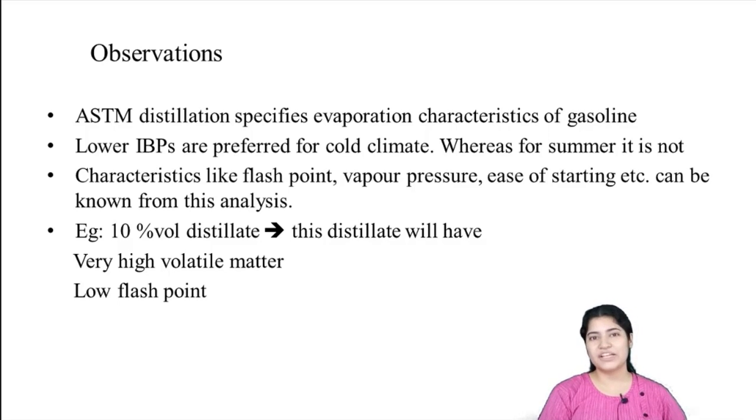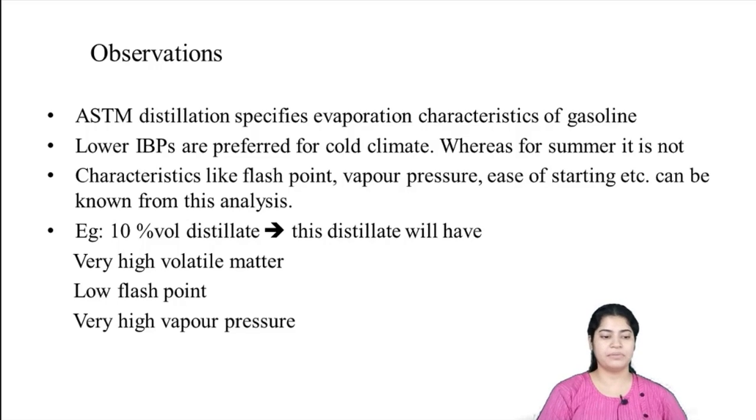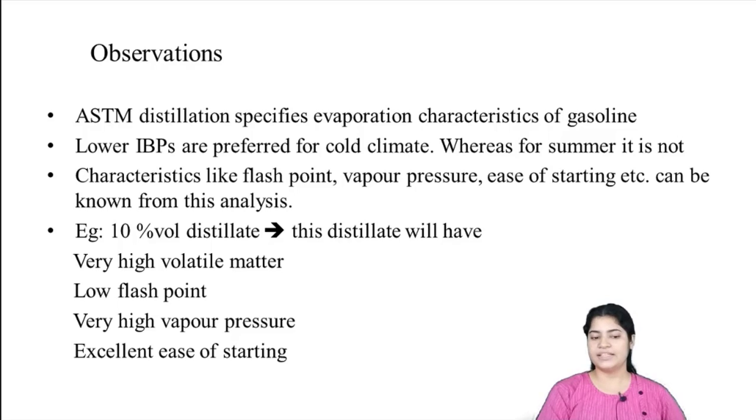What is flash point? It is the minimum temperature at which your fuel can catch fire. So a low flash point means it can very easily catch fire at a very low temperature. It has very high vapor pressure. Boiling point is related to vapor pressure. High vapor pressure means low boiling point; it is boiling very early. Low vapor pressure means high boiling point; the temperature has to be very high to be able to boil. Then excellent ease of starting. So for 10% volume distillate, these are the characteristics.